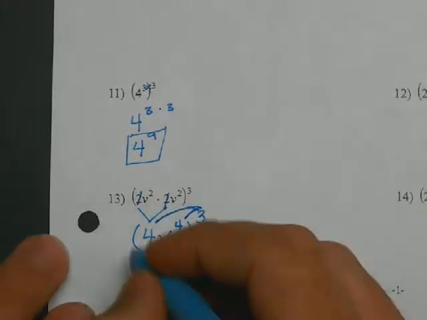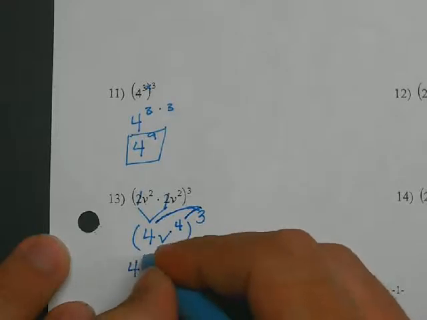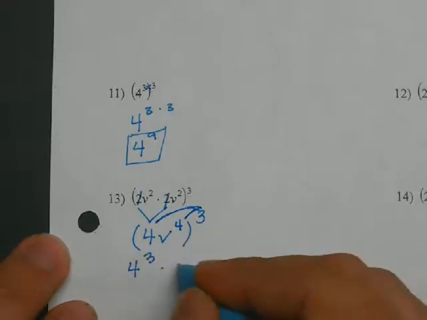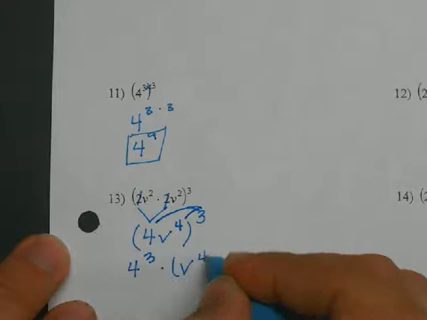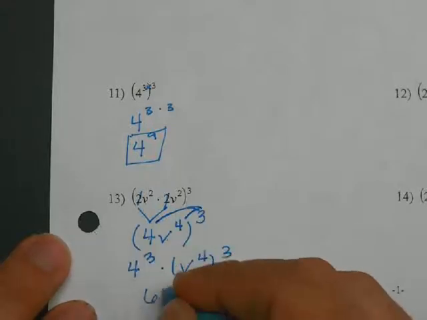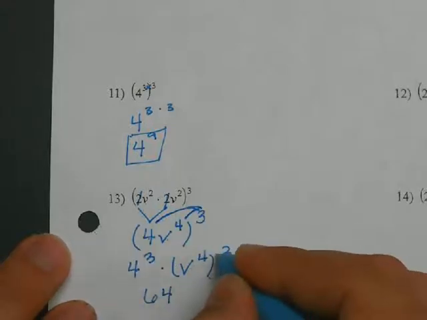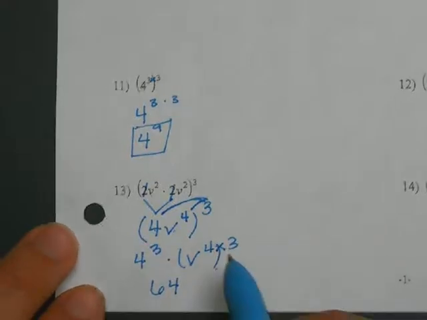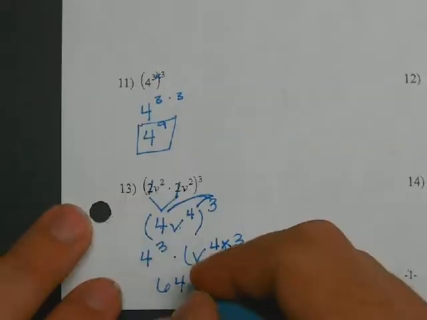So now this looks like this: 4 cubed times v to the 4th cubed. Notice I've just brought these down and I've basically distributed the 3 onto both of them. 4 cubed is 64, and v to the 4th cubed is a power of a power. You multiply those and you would get v to the 12th power.